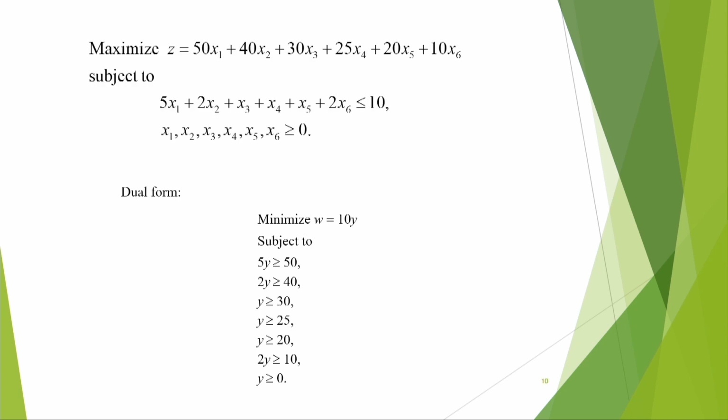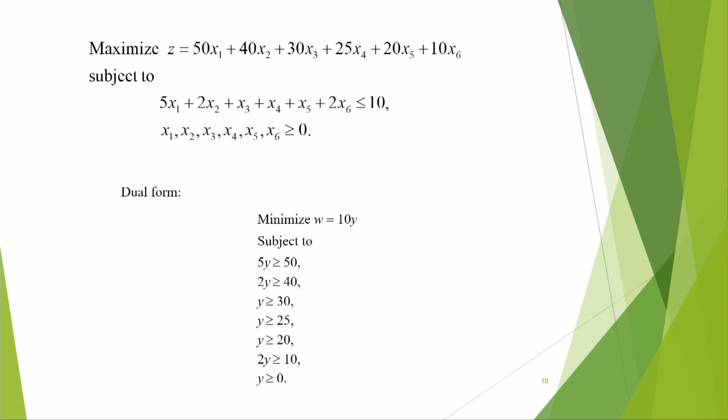Let us take one example. Suppose I have maximize Z = 5x1 + 4x2 + 30x3 + 25x4 + 20x5 + 10x6. There are 6 design variables, subject to only one constraint: 5x1 + 2x2 + x3 + x4 + x5 + 2x6 ≤ 10, and all decision variables are positive or 0.